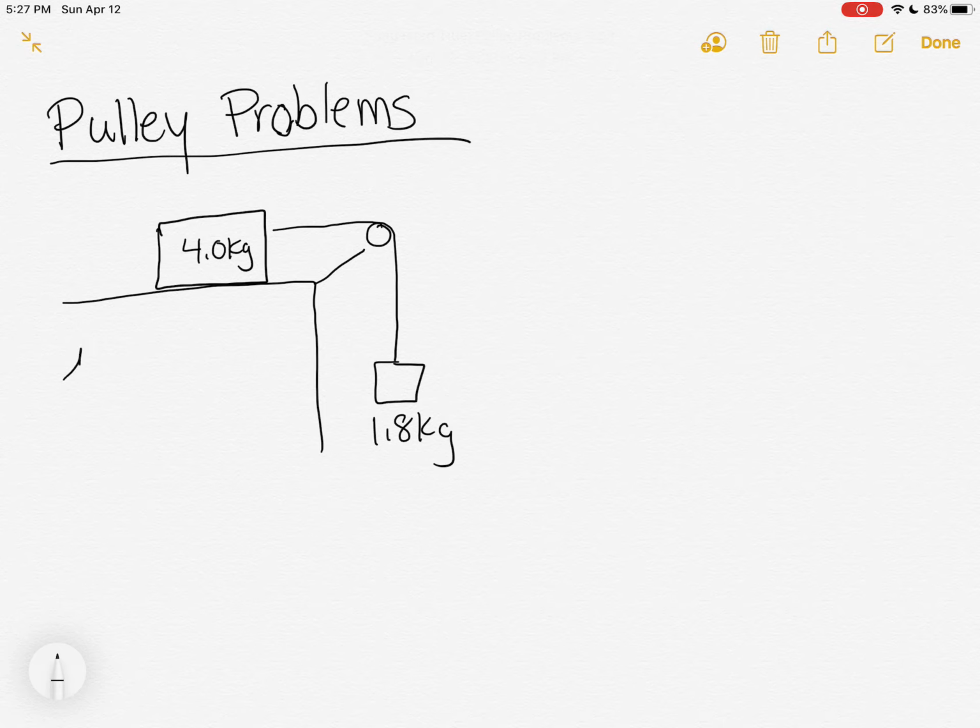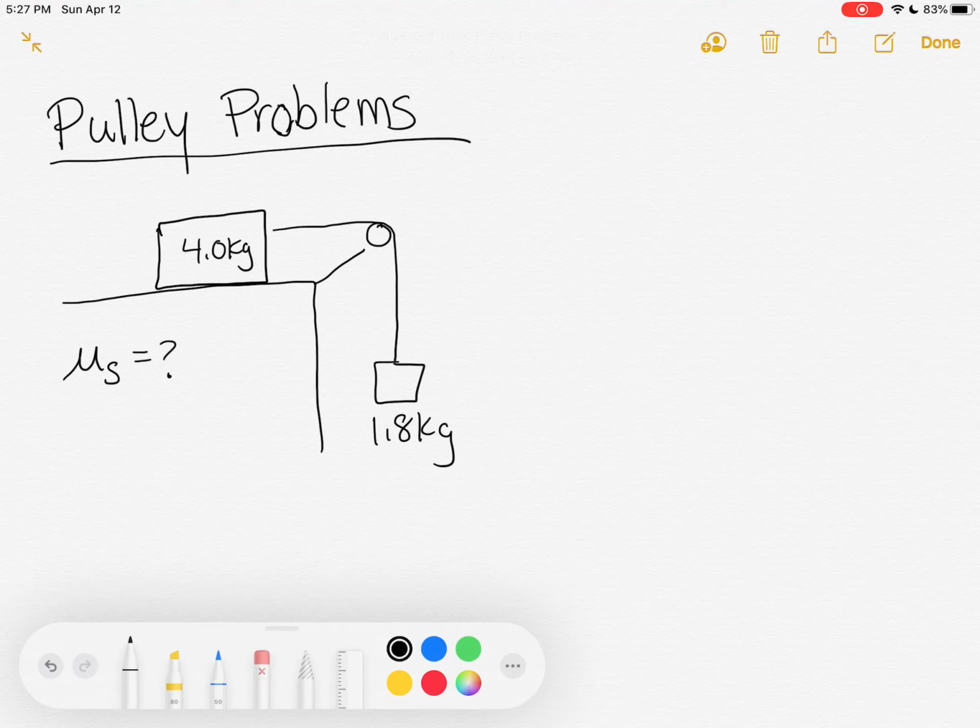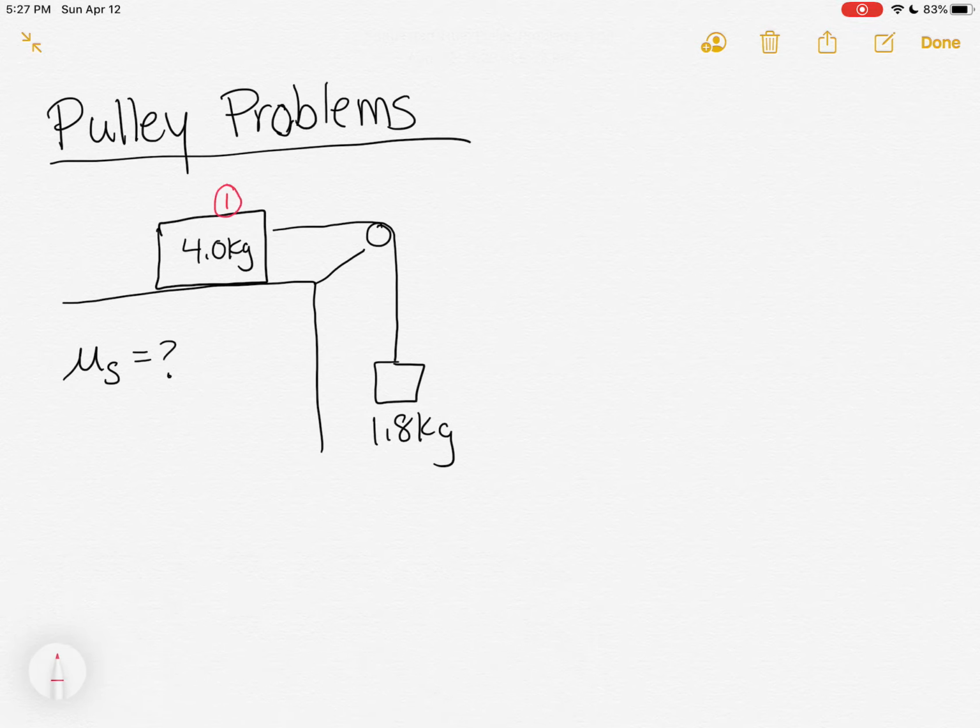We are also told that we have a coefficient of static friction, but we don't actually know what the coefficient of static friction is. So that is what we are trying to calculate in this problem. So looking at this pulley, one of the first things we always do in a forces problem is draw a free body diagram. And so I'm just going to do a little bit of labeling here. So I'm going to say that this is going to be object number 1 for me, and this is going to be object number 2.